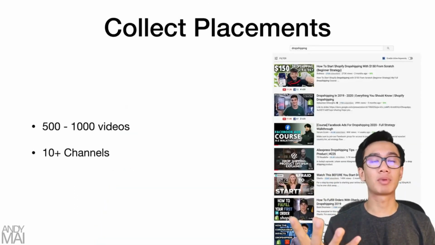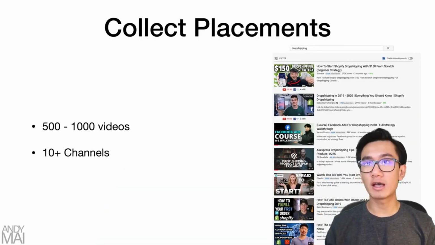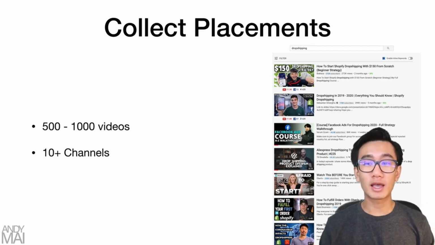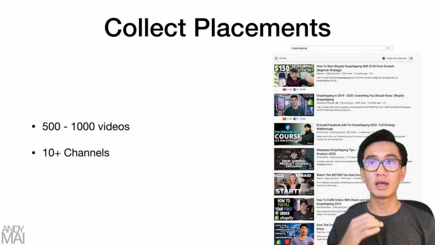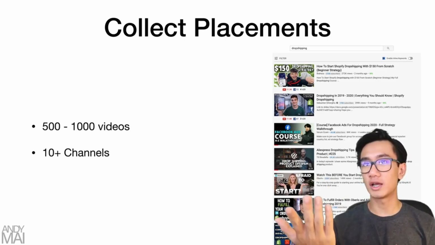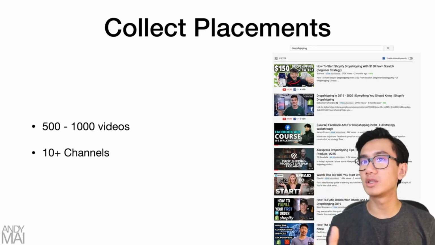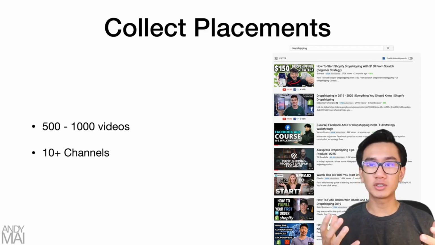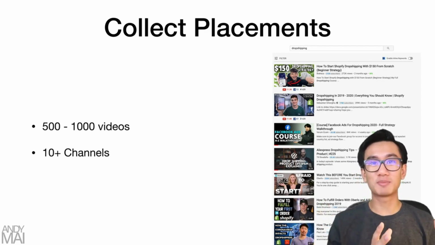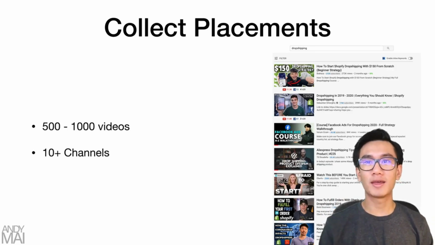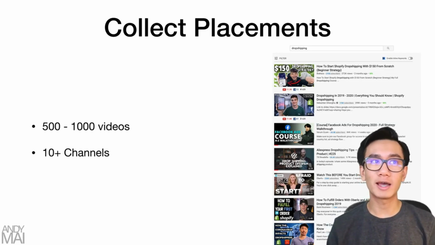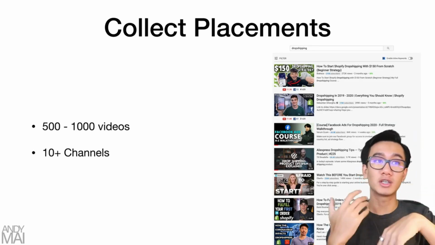First, you want to start by collecting placements, at least 500 to 1,000 videos. The reason why you want so many videos is a lot of these videos don't get that many views. Like, for example, these videos are 2 months old, 5 months old, 4 weeks old. They don't get a few hundred views every day. And out of those few hundred, probably only 50% of those people don't have ad blocker, and then only 50% of that 50% would go ahead and watch an ad. So you want to have a lot of videos to actually get traffic.